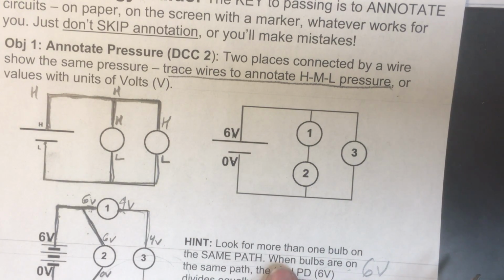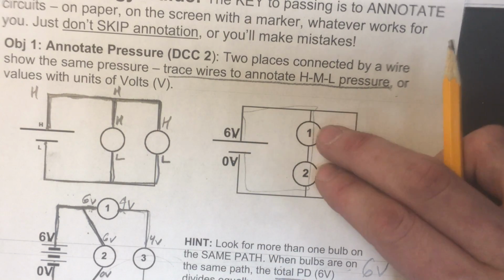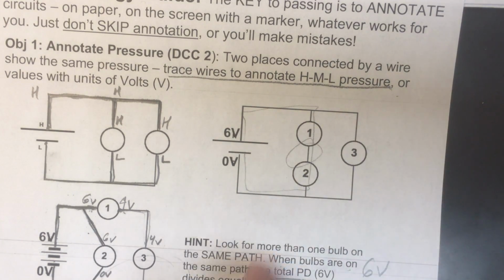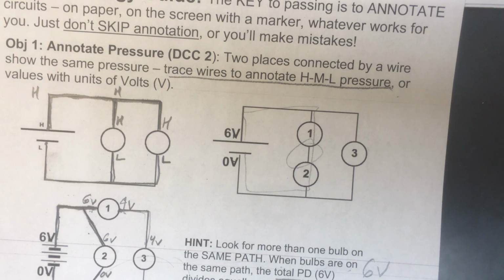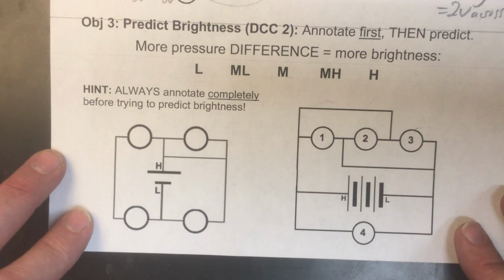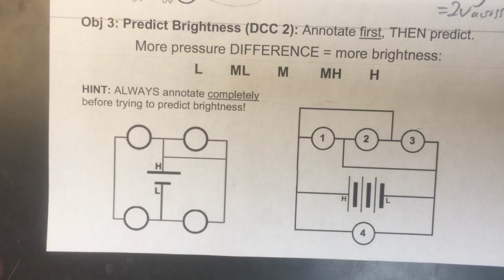Use this idea that the total PD across this path that has 2 bulbs on it has to be divided equally in order to figure out what that value has to be in the middle. I do want to do one of these down here because I think it's helpful to see a more complicated example.